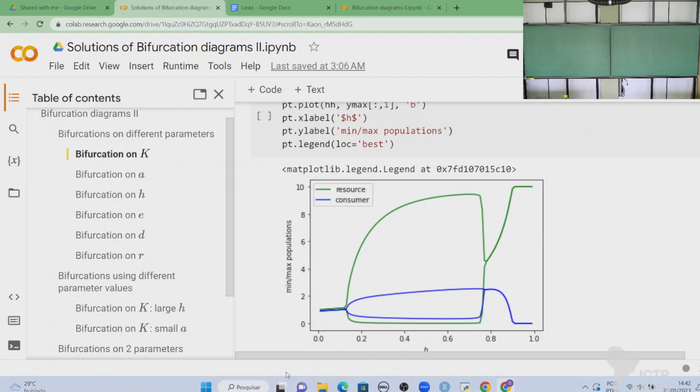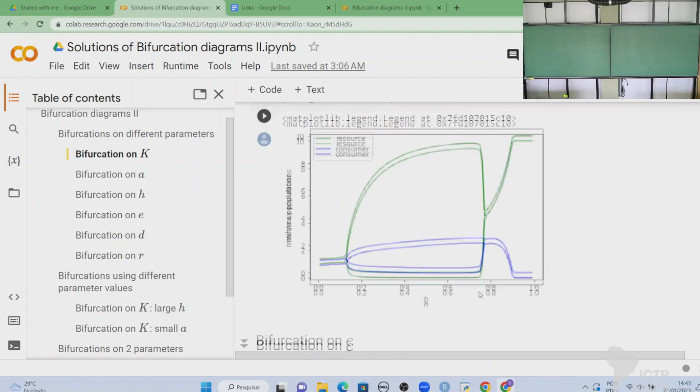Why exactly? Well, this is a bit more complicated, okay? I have some intuition about this, but it's not the point right now to go into all of the details of the Rosenzweig-MacArthur model. I just want to illustrate what can happen, okay?